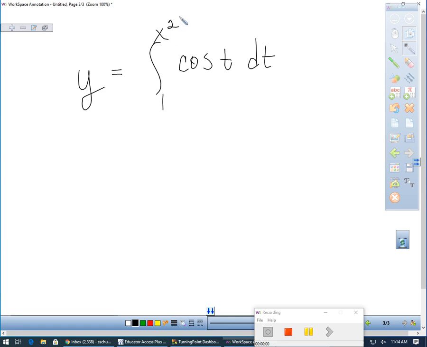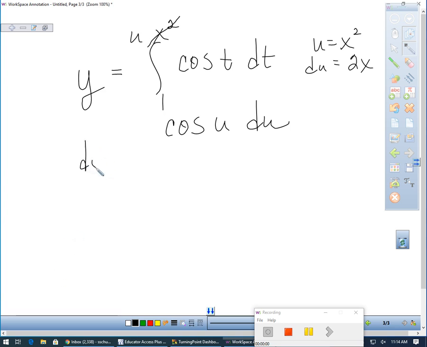We're going to replace this with u. We're going to say u equals x squared. So then du, of course, equals 2x. All right. So now we have to change it into u's in there to begin with. So this actually is going to change to cosine u du. Okay?